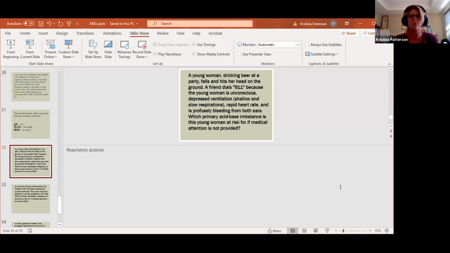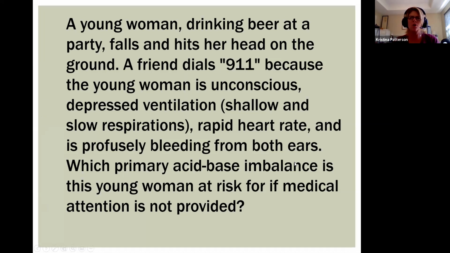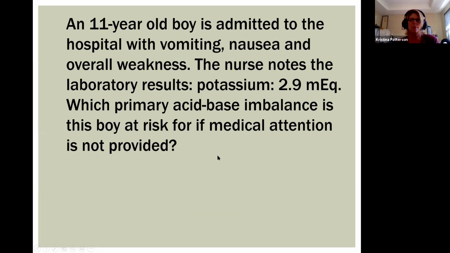All right, let's see. All right, we have a young woman who's drinking beer at a party, falls down and hits her head on the ground. A friend dials 911 because she's unconscious and she has depressed ventilations, shallow and slow respirations. There's your ticket right there. So you know exactly what she has now. Okay, so she has that. And so we think she has what primary acid-base imbalance? And if you said that she has respiratory acidosis, you are right, I'm pretty sure.